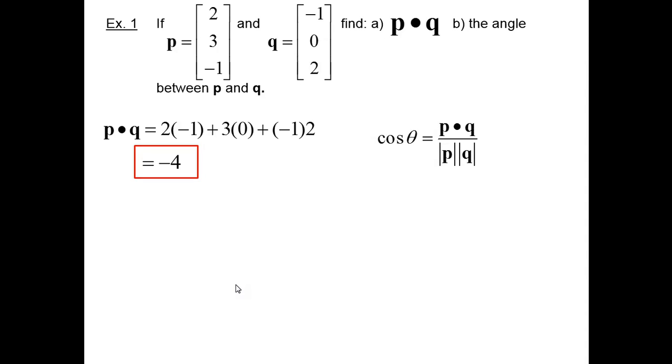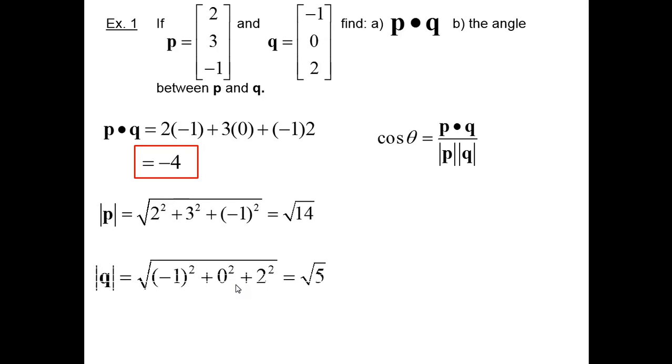Using our new formula for cosine of theta, cosine theta equals P dot Q divided by the magnitude of P times the magnitude of Q. So we just calculate the magnitude of P, calculate the magnitude of Q, and put that into our formula. That simplifies to -4 over the square root of 70. And then we could just do an inverse cosine.